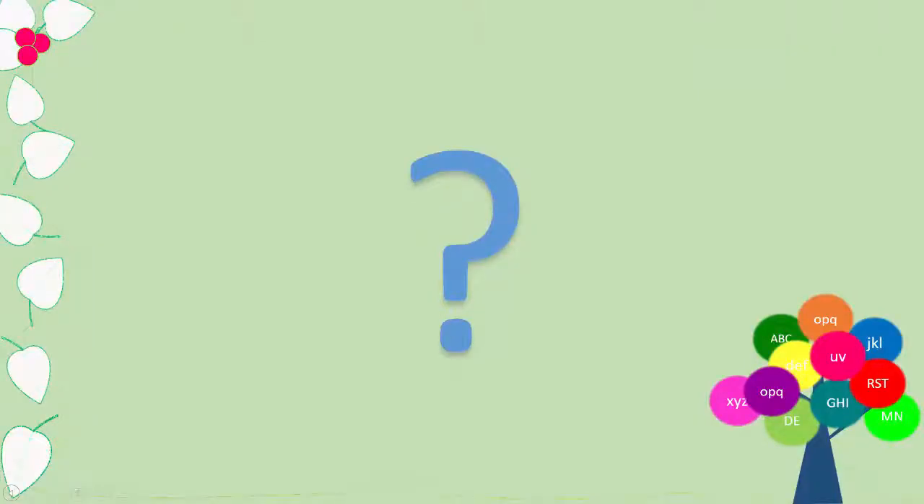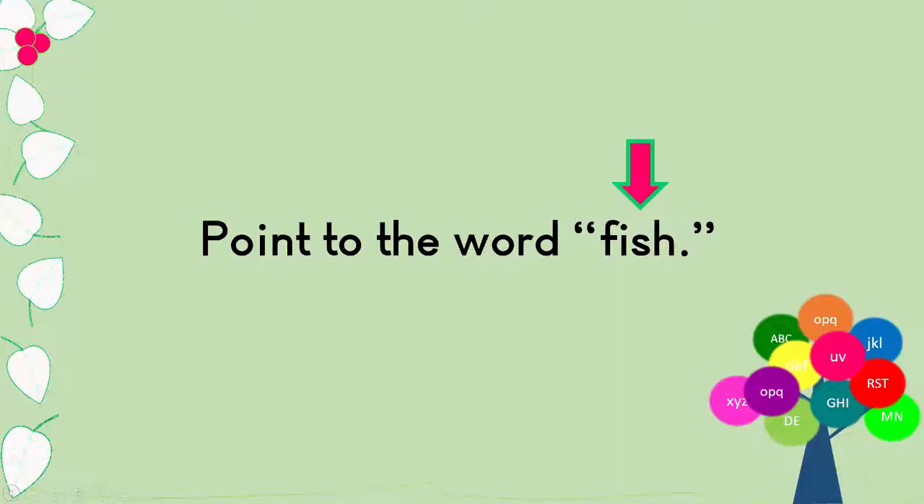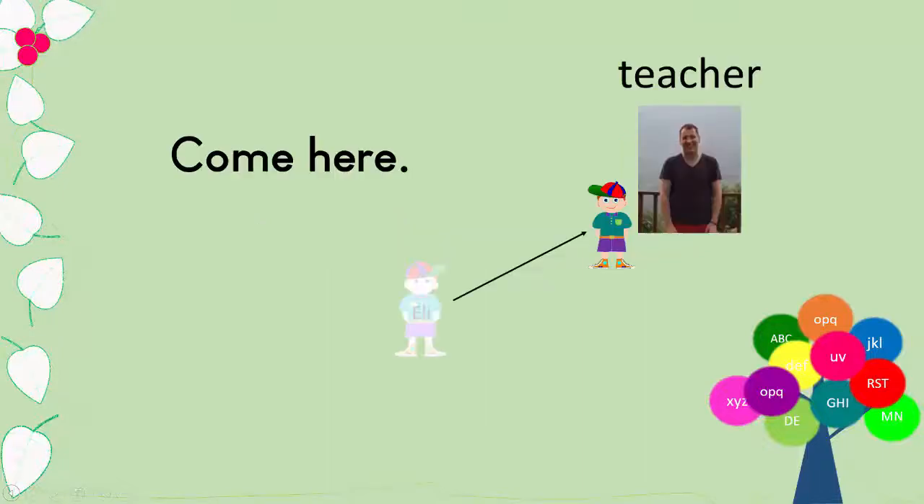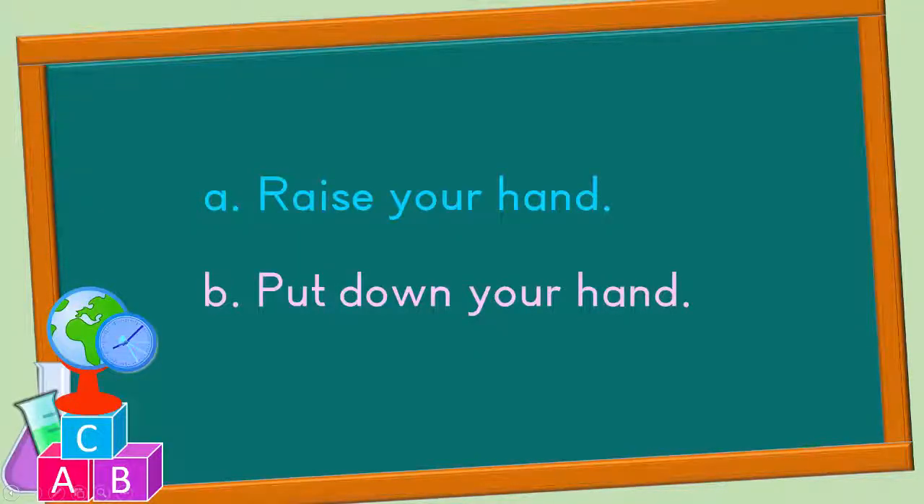We have learned six phrases. Do you remember them? The first one is circle the word fish. The second one is point to the word fish. The third one is come here. The fourth one is go back to your seat. And the last two are raise your hand and put down your hand.